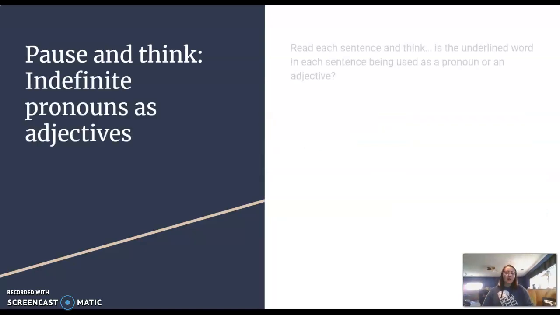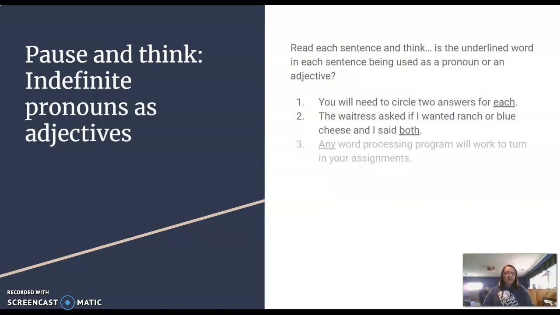So if we pause and think again, same thing. Look at these, pause your video, do what you gotta do. You know the drill. All right, here are your answers. You'll need to circle 2 answers for each. That's a pronoun. Each is taking the place of whatever noun that was.